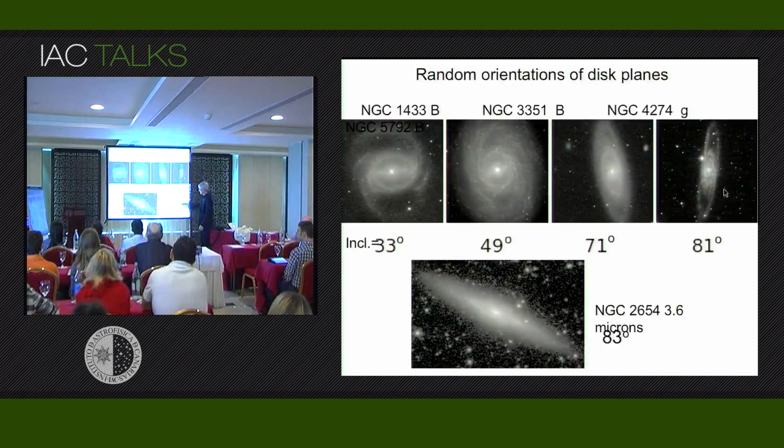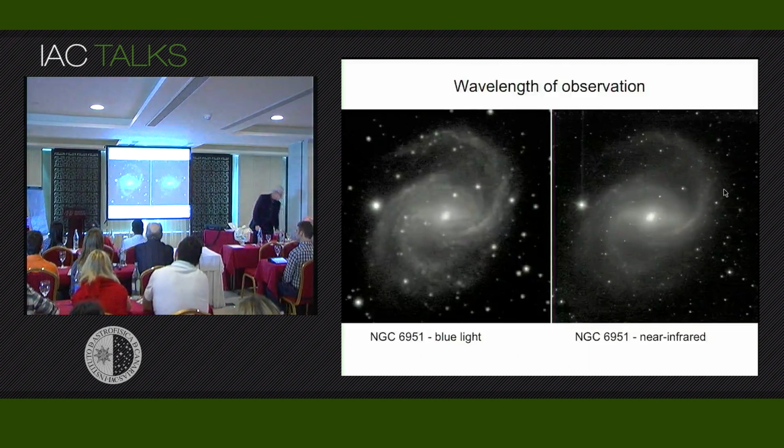And then you get to a highly inclined one, like the one on the bottom, NGC 2654. And this is in a 3.6 micron image. I'll talk about those later. This one is tilted maybe 83 degrees or more, but you can still tell it has some sort of a ring, and so they all have rings, and we can still tell something about morphology in spite of this. But the differences are extrinsic. It's just due to the tilt.